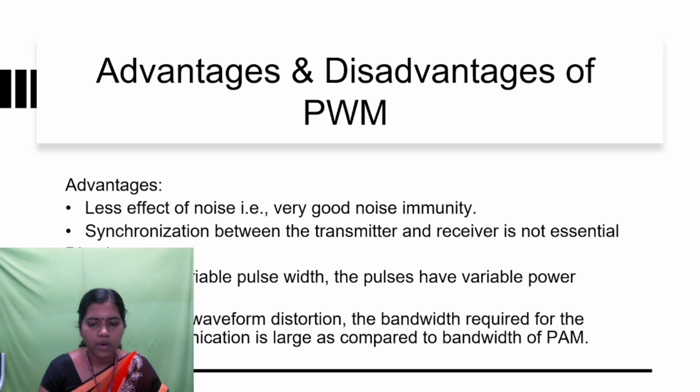Another disadvantage is that, to avoid any waveform distortion, the bandwidth required for pulse width modulated communication is very large when compared to the bandwidth of your pulse amplitude modulated signal.